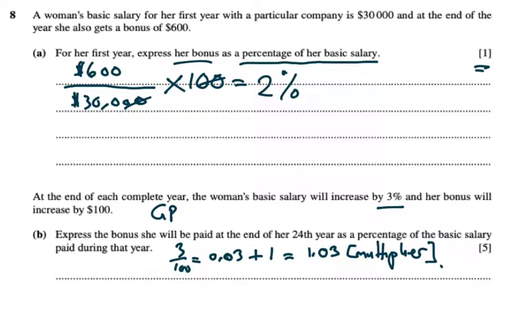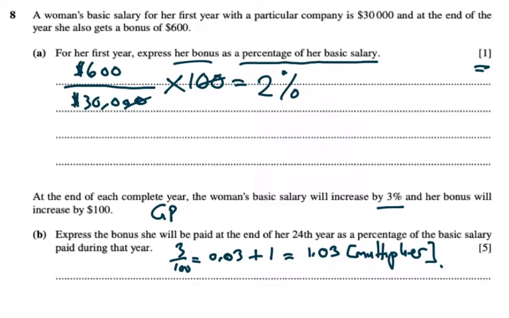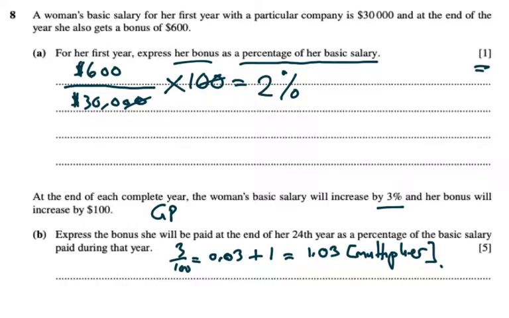Now let's look at what the question wants. Express the bonus she will be paid at the end of her 24th year as a percentage of basic salary paid during that year. First of all, her bonus is 600. Her basic salary will increase by 3%, and her bonus will increase by $100. Every year her bonus increases by $100. And then on her end of 24th year, let's figure this out.